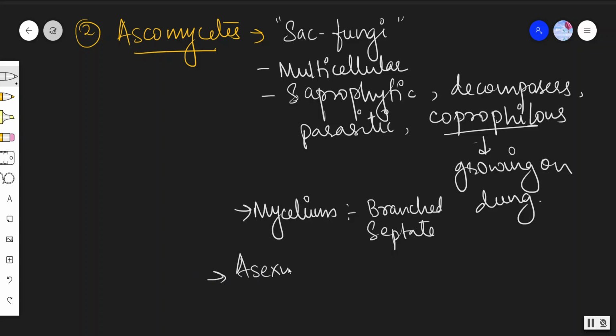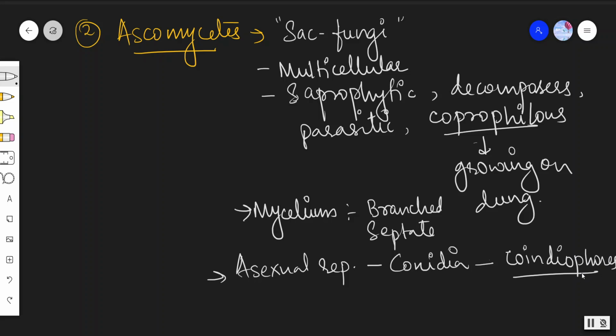Asexual reproduction is through spores called conidia, which are produced exogenously on special mycelium called conidiophore. The conidia germination produces mycelium. Sexual spores are called ascospores, which are produced endogenously in sac-like asci.